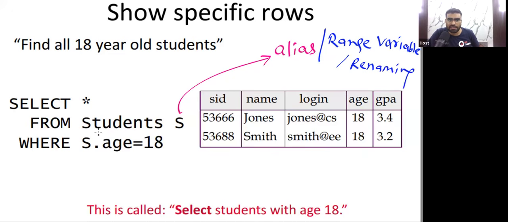So very simple: we are renaming this students table as s. So we can refer to this table by this tuple variable. You can call it range variable or tuple variable. All these are different names for the same thing: alias, renaming, range variable, or tuple variable. It simply means that this table we can refer to by this name, as. So you can see, from students as s, this is your table, s dot age equal to 18, select star. Very simple. So this is very intuitive.